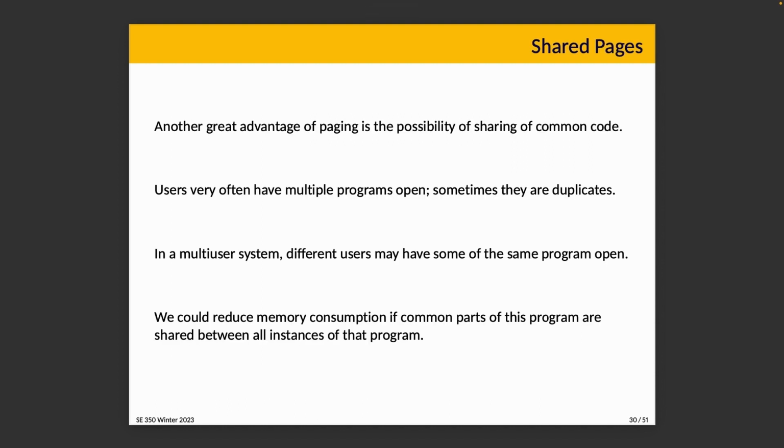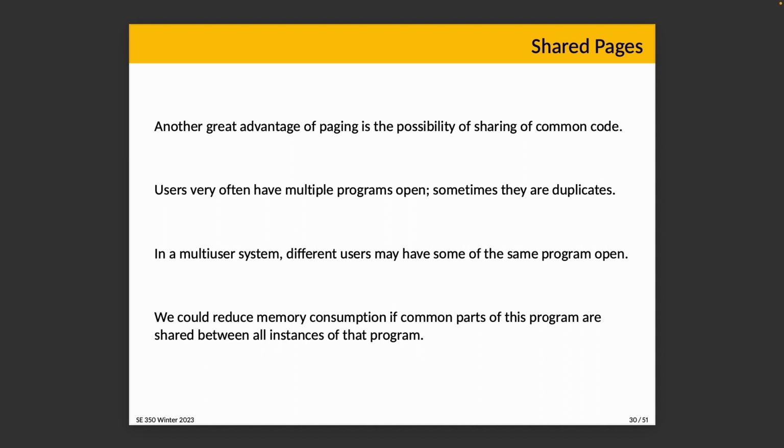Another great advantage of paging is the possibility of sharing of common code. Users very often have multiple programs open, and sometimes they are duplicates of the same process. Like if you have 2 copies of Microsoft Word open because you have 2 different documents open in Word, then yeah, those are both duplicates for at least part of the memory, right? Not everything, just part of the memory. Which parts? The stuff that is common between the two.